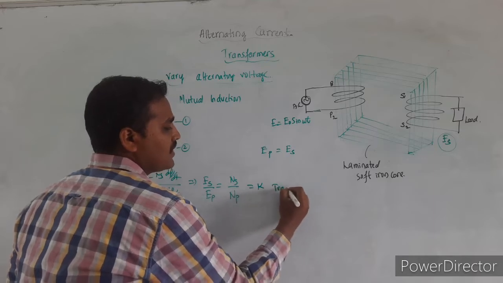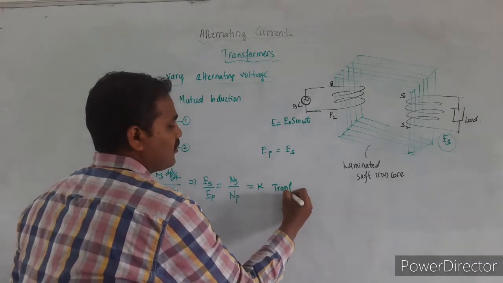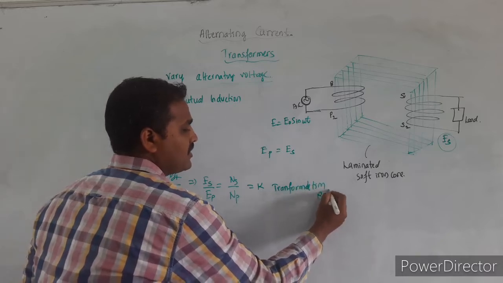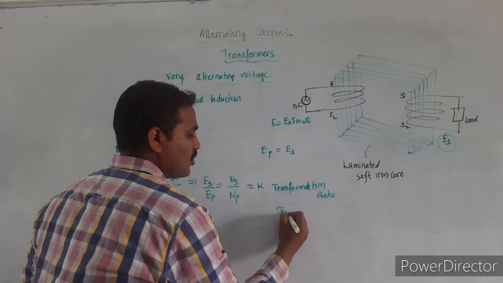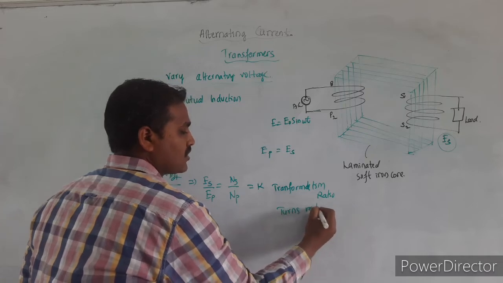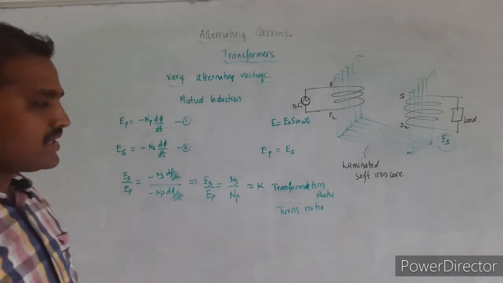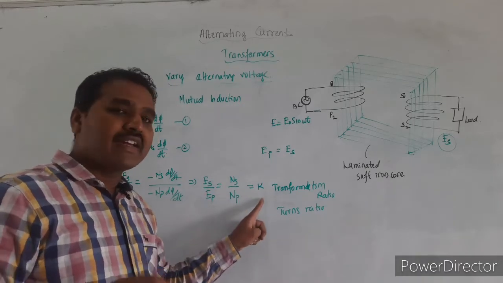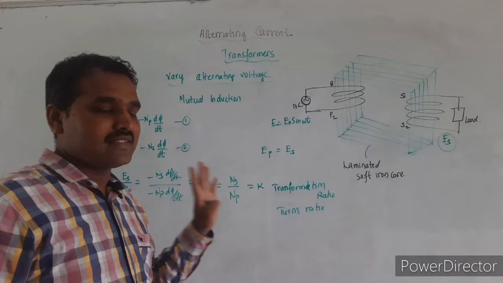This is called the transformation ratio, or it is also called the turns ratio. By suitably adjusting the number of turns, either I can have K greater than 1 or I can have K less than 1.